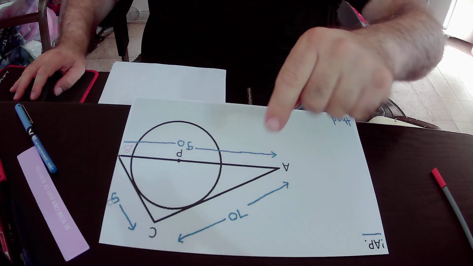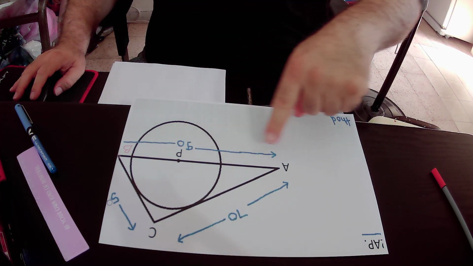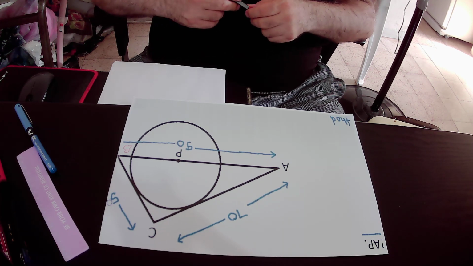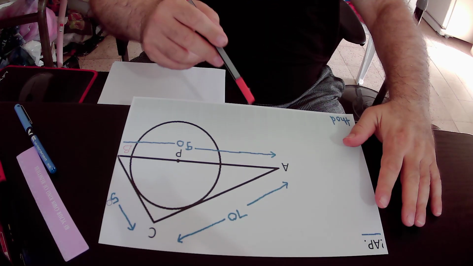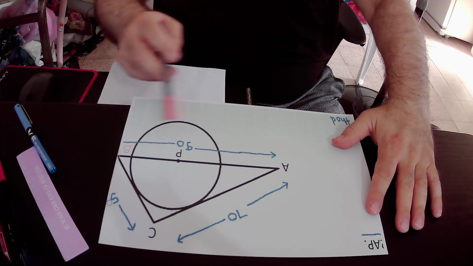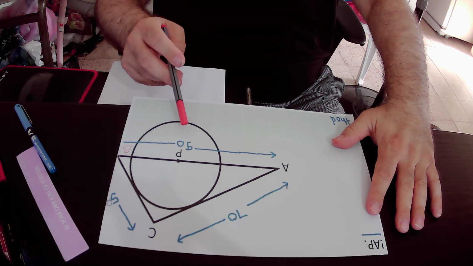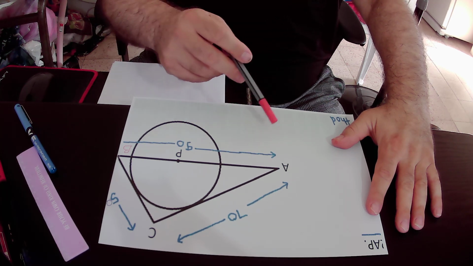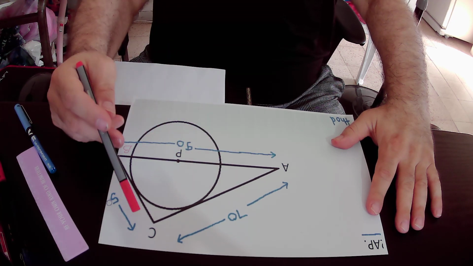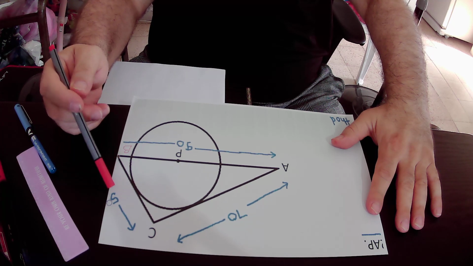Hello, in this lecture we will find the value of 2 times AP, or the size of 2 times AP. Actually, we have in the picture triangle ABC. Side AB of the triangle equals 90 units, side AC equals 70 units, and side CB of the triangle equals 50 units.